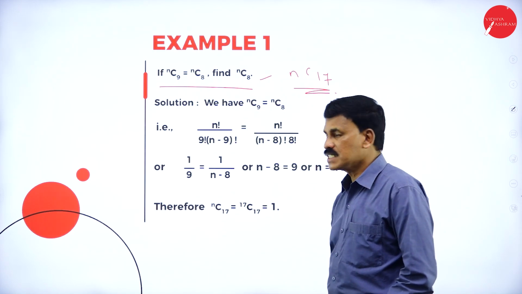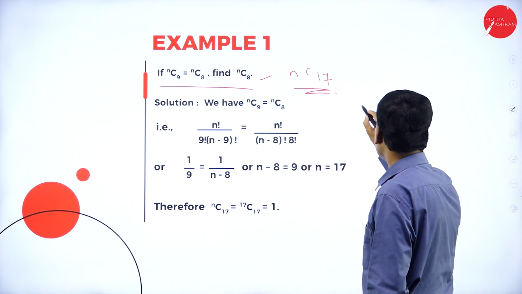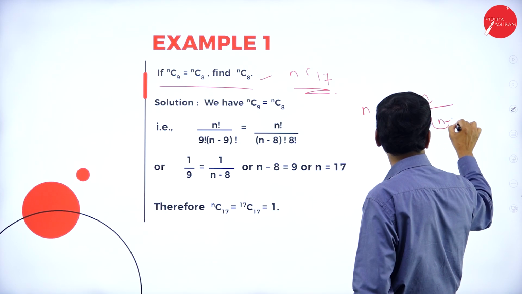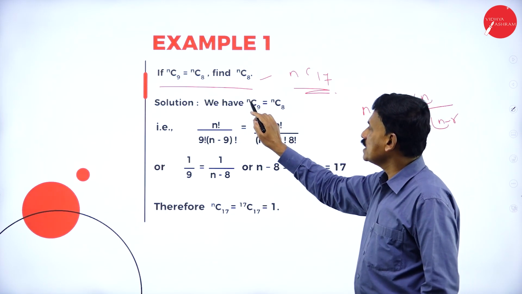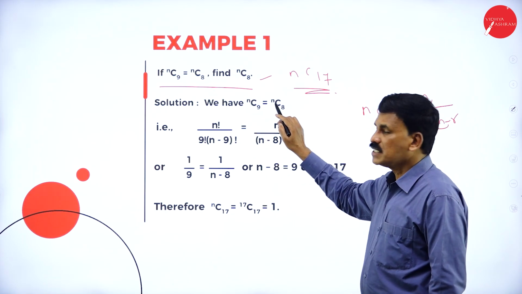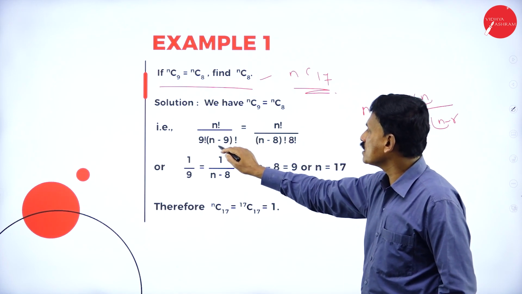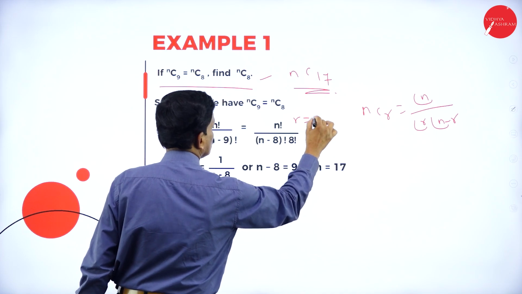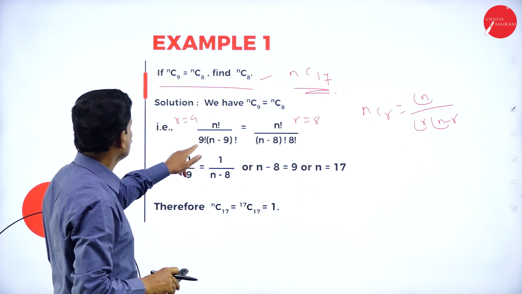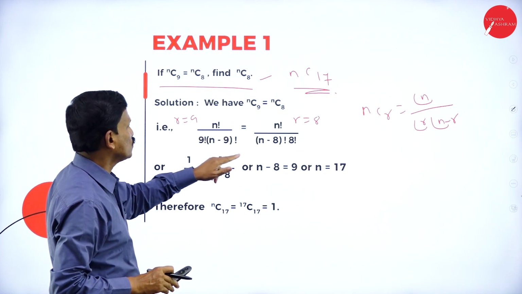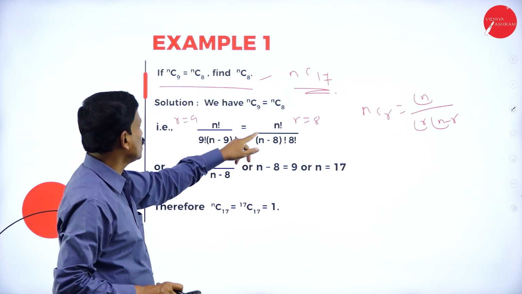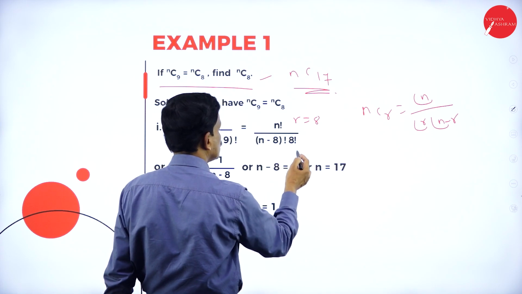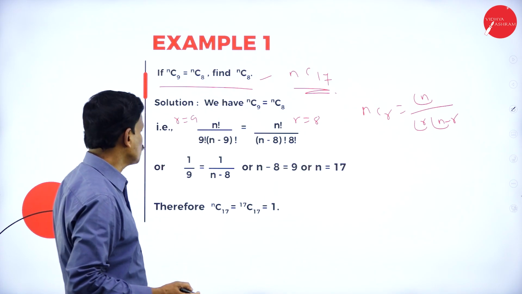nC9 is equal to nC8. We know the formula for nCr: nCr is equal to n factorial divided by r factorial into n minus r factorial. Here n is as it is, and in the first case r is equal to 9, in the second case r is equal to 8. What you will get? n factorial divided by 9 factorial into n minus 9 factorial is equal to n factorial divided by n minus 8 factorial into 8 factorial.